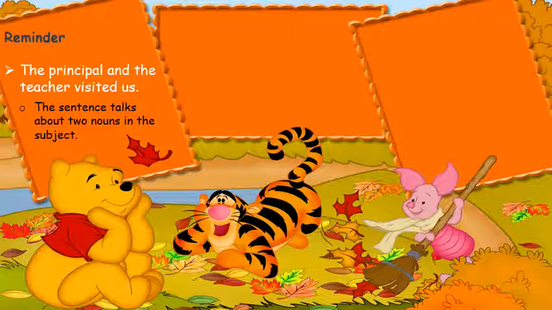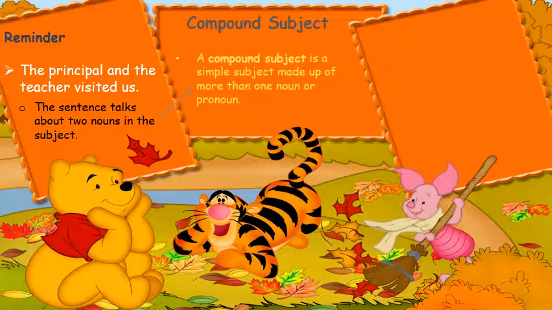So the sentence talks about two nouns in the subject. If you notice, the sentence here talks about two nouns in the subject. Who are these two nouns? Principal and teacher. Do you remember what we called the last time the subject that includes two or more nouns? We call it compound subject. We agreed that the compound subject is a simple subject made up of more than one noun or pronoun. So here I have in the subject more than one noun or pronoun. The nouns used here in this example are principal and teacher.